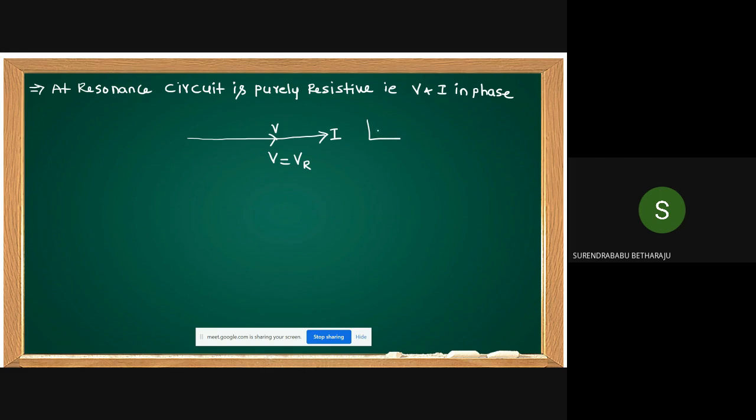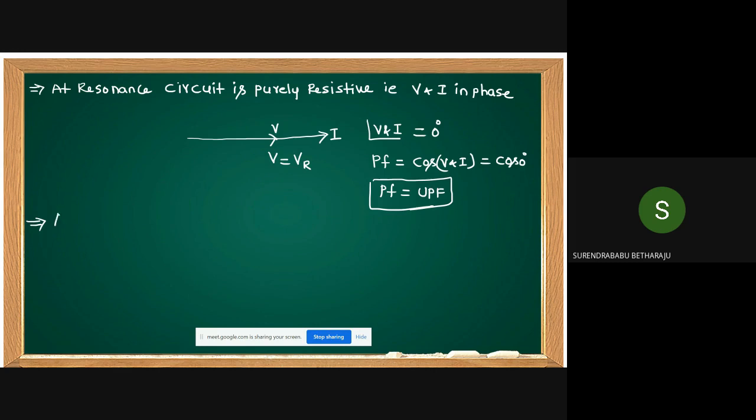Then what is the angle between voltage and current, students? 0 degrees. If the angle between voltage and current is 0 degrees, then what is the power factor of the circuit? The power factor, the fundamental definition, is cos of the angle between voltage and current. That is cos 0. Then cos 0 means what is the power factor? The circuit is operating at unity power factor.